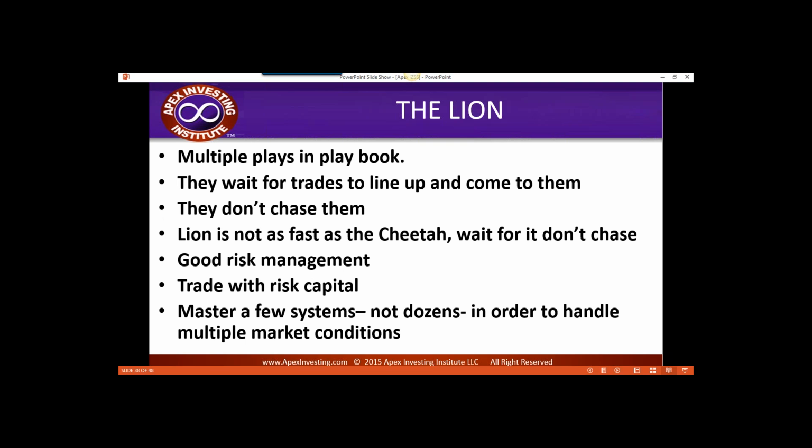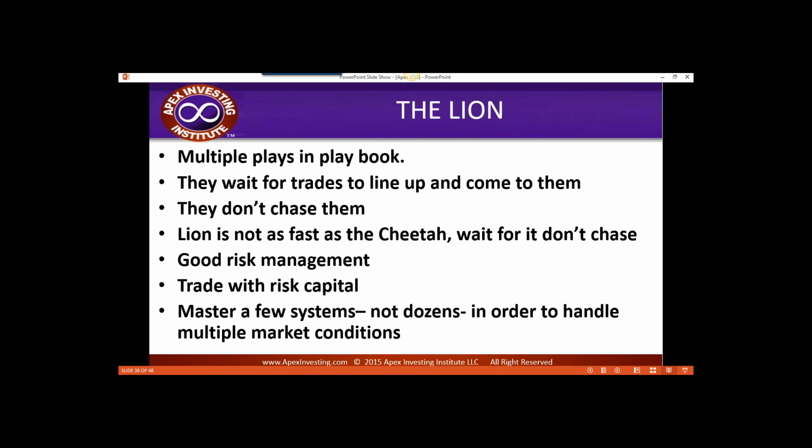They know and have different strategies for different market conditions, but they started with one, mastered it, hunted it down, made that kill, got the prey. They know how to do that over and over again without a second thought. Then they added on another one, mastered that and learned it.